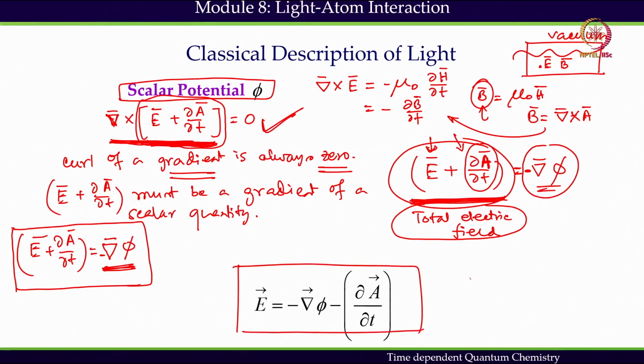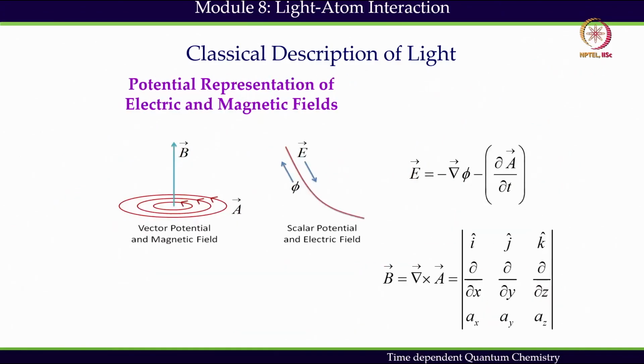We have seen the magnetic field will be represented in terms of vector potential. So magnetic field can be represented in terms of vector potential. Electric field now can be represented in terms of vector potential and scalar potential. Both are contributing to the electric field. So there are two important realizations we have already got.